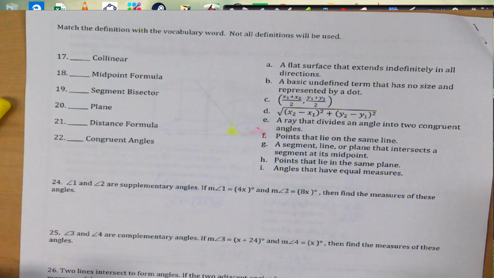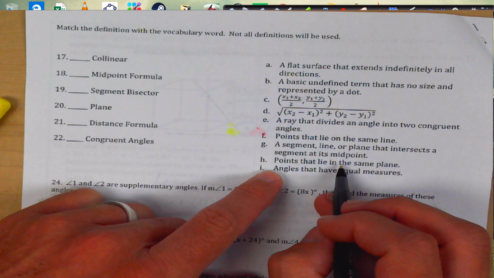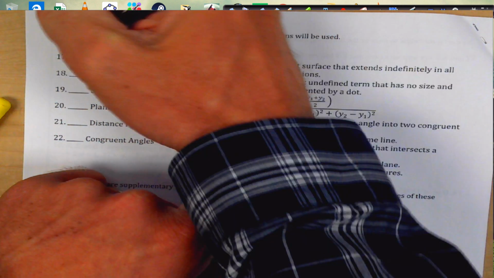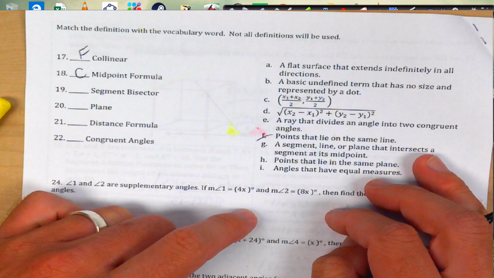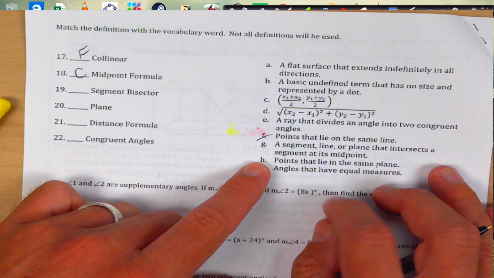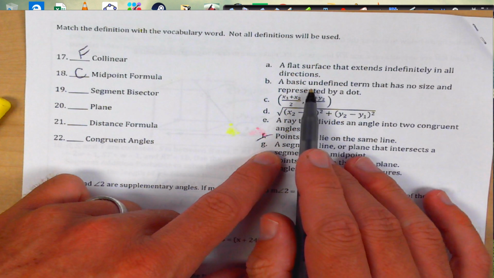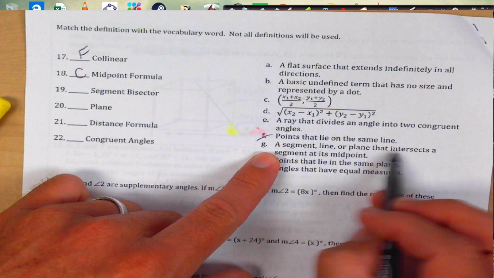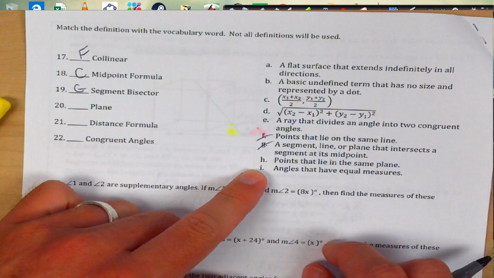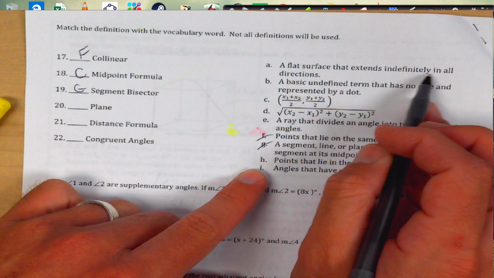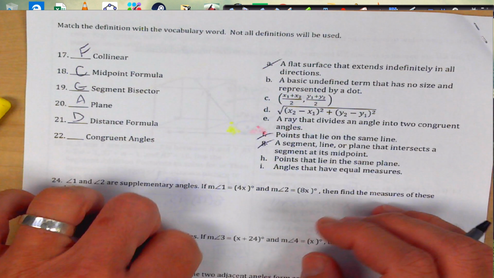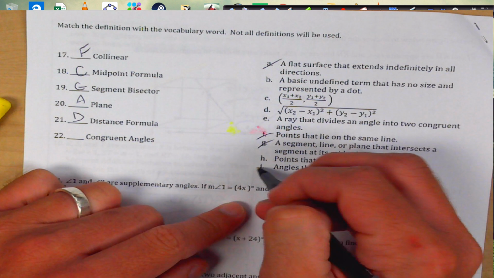So collinear, we're looking for points that are on the same line, F. Okay, midpoint formula is right here, C. Segment bisector is a segment, line, or plane that intersects a segment at its midpoint. That could be our best answer. Yeah, it looks like a segment, line, or plane that intersects a segment at its midpoint, so it doesn't matter what it is, it could be lots of different things. Plane, flat surface that extends indefinitely in all directions, A right there. Distance formula is right there in D, and then congruent angles is angles that have equal measures right there.